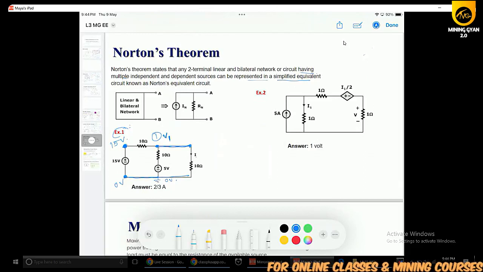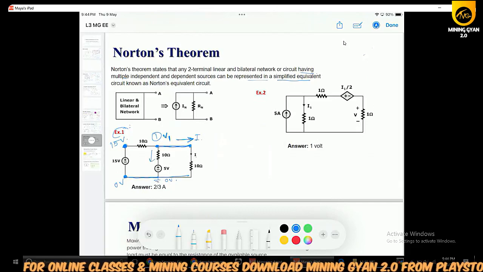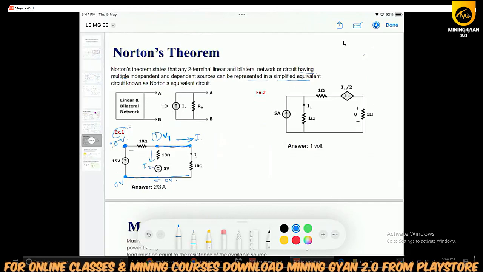So how to calculate the V1? Then we have to apply our KCL. If the outgoing current in this branch is I, if this current is I2, and if this current is I1, then according to KCL, the sum of incoming currents equals the sum of outgoing currents. So what is the incoming current? I1 equals I2 plus I.